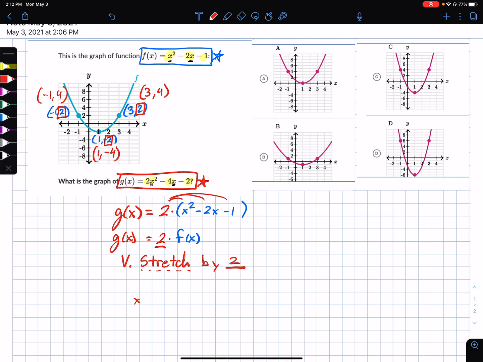Okay, and you could think of it like this. You could say, okay, the x, y of f, this is f's points, when you go to the values for g that you're going to see, the only difference is the y's are doubled. Okay, all right, and the one that matches that would be C. We're going to go with C because you could see 3, 4, just like we said, 1, -4, and -1, +4. All right, I hope that helped.